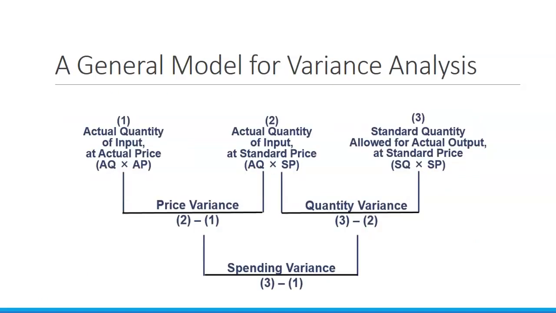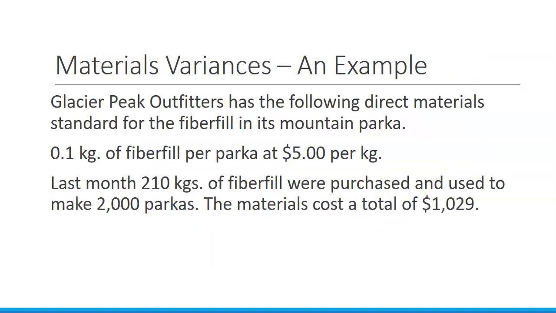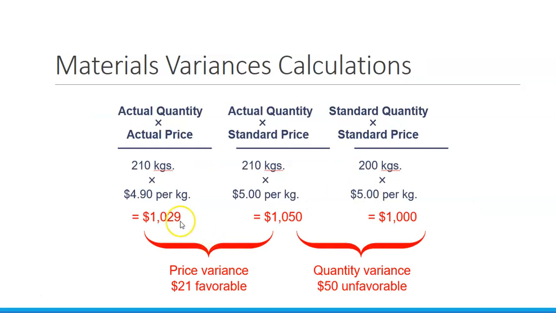So we'll look at an example. We make a mountain parka, and we use 0.1 kilograms of fiberfill per parka, and our standard price is $5 per kilogram. Last month, we used 210 kilograms of fiberfill to make 2,000 parkas. Our total materials cost was $1,029. That's our actual result.